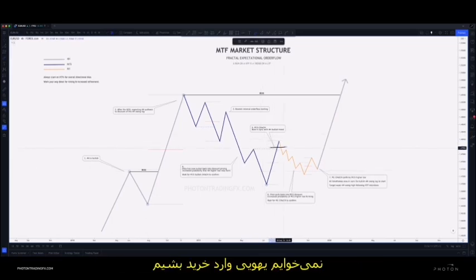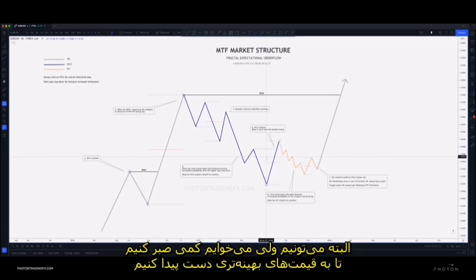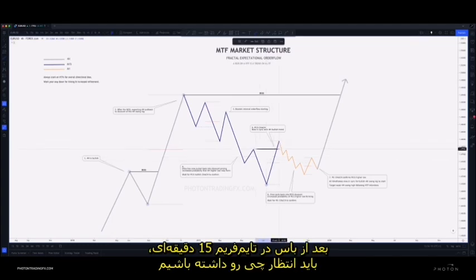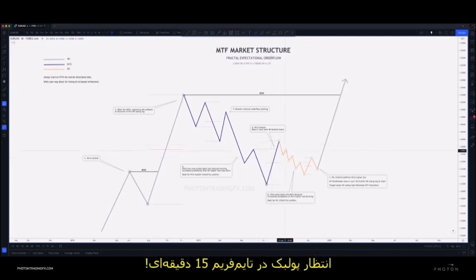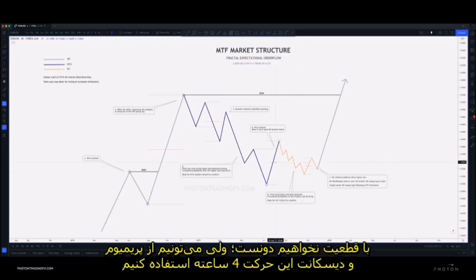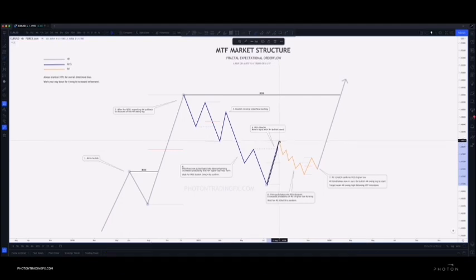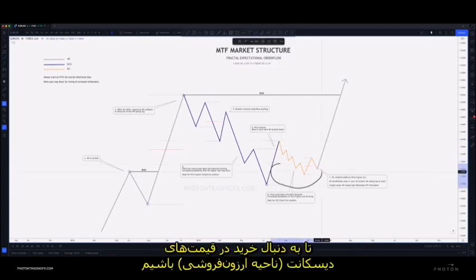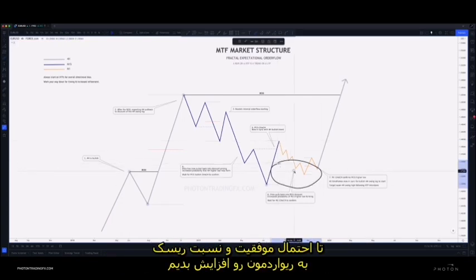Now, we don't just want to buy straight away. Of course you can, but we want a little bit more refinement for that. So what do we expect after an M15 break of structure? We expect an M15 pullback. Now, how far is that M15 pullback likely to occur? Well, we never know for certain, but we can use the premium and discount of this 4-hour leg to look to buy within the discount prices to increase our probability, increase our strike rate, and increase our risk to reward.